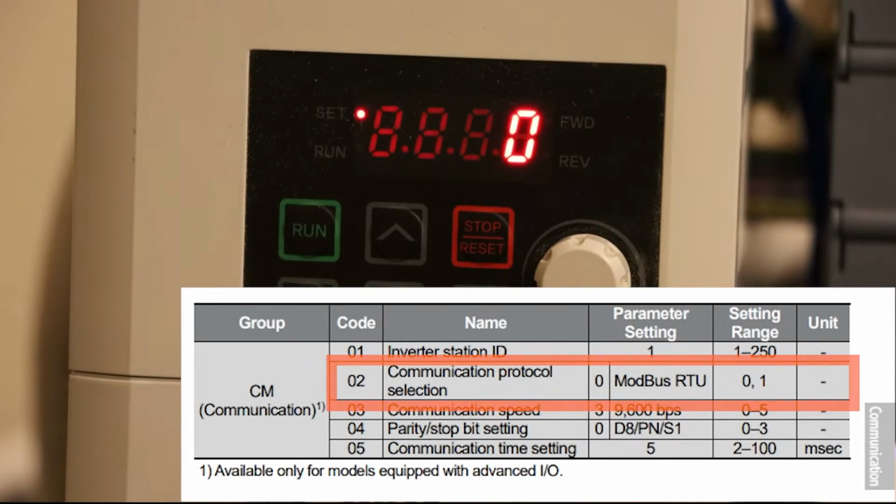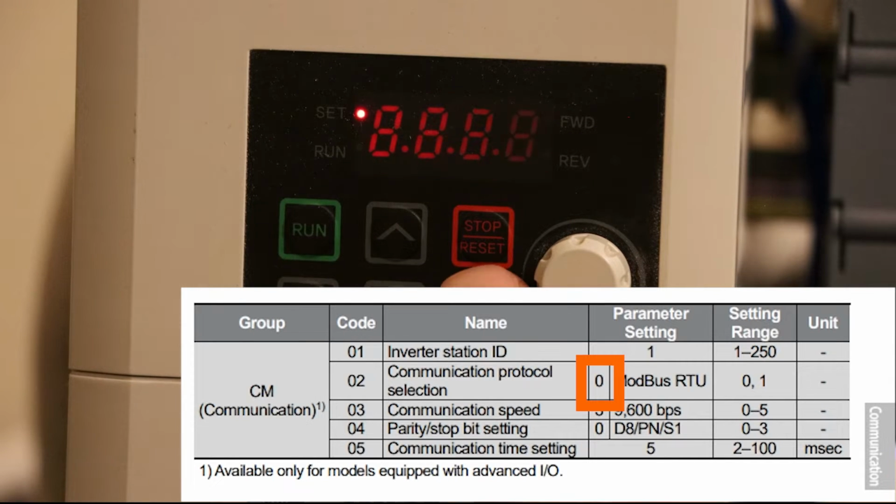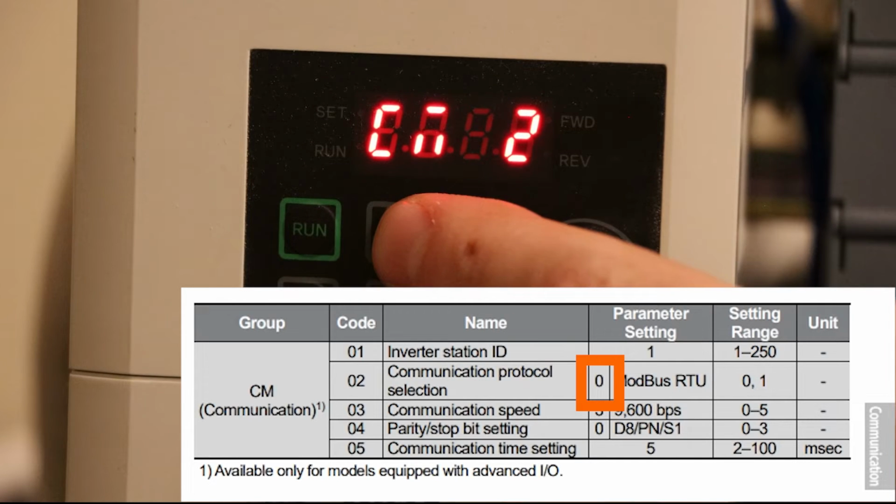CM2 should be the protocol selection. So this is where it gets a bit weird, because you can do straight up Modbus on this, or you can do LS's own proprietary communication protocol, which you'd set to 1. This is set at 0 because we don't mess about with any of that nonsense. So keep that as 0.